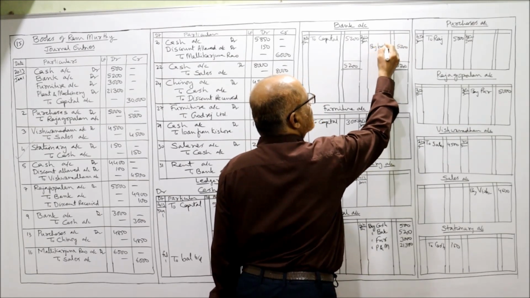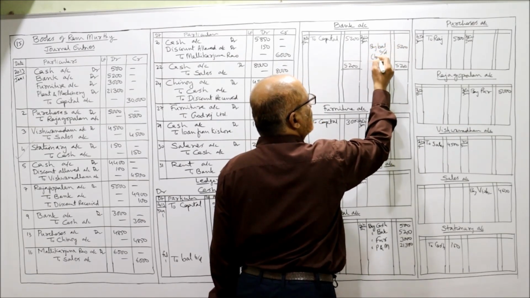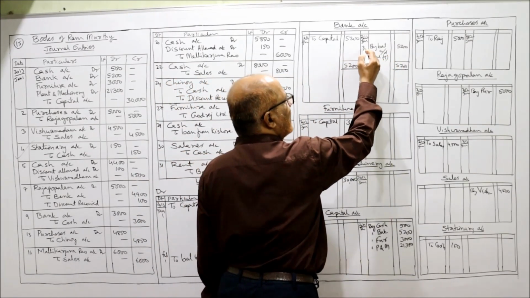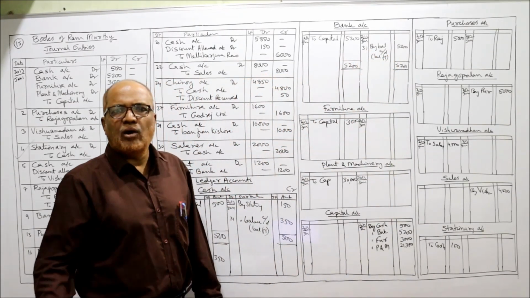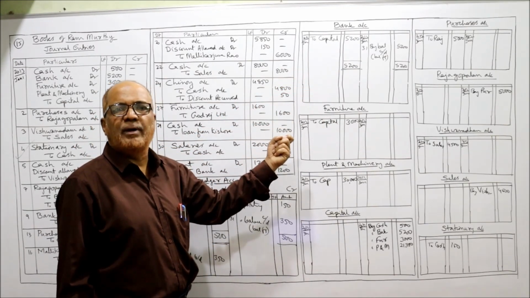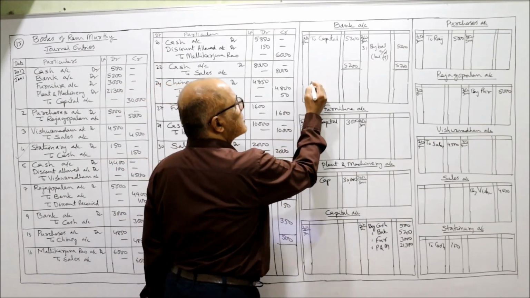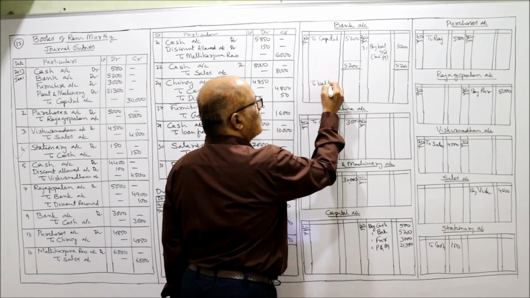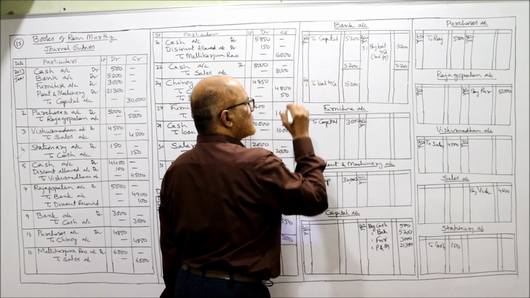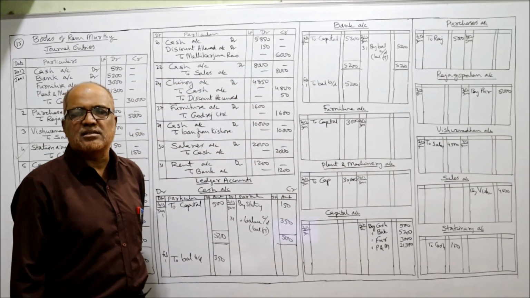By balance carried down, balancing figure, on the last date 31st Jan. Right? Now the carried down balance is on the credit side, so the brought down balance will be on the debit side below the total. This is to balance brought down, 5,200, February 1st. This is called balance.